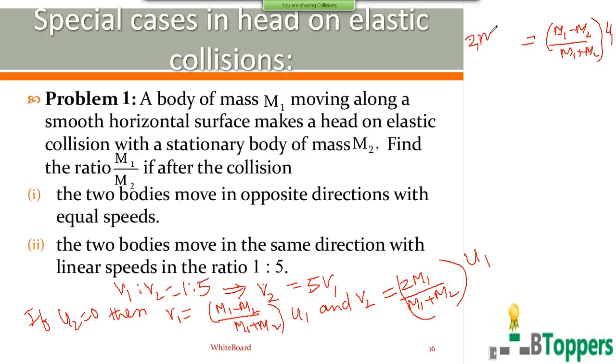2m1 by m1 plus m2 whole multiplied by u1. So m1 plus m2 gets cancelled. u1 can be cancelled. So you get 2m1 equal to m1 minus m2. Of course, there should be 5 here on the right side, because v2 is 5 times v1.